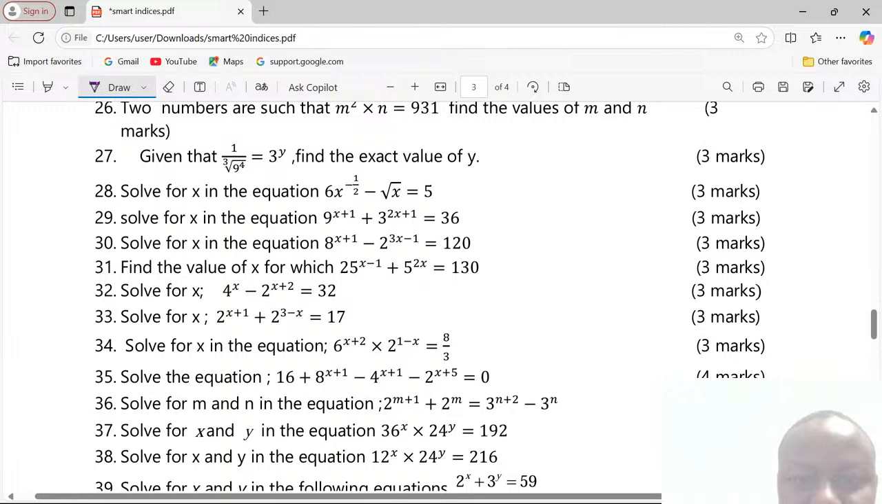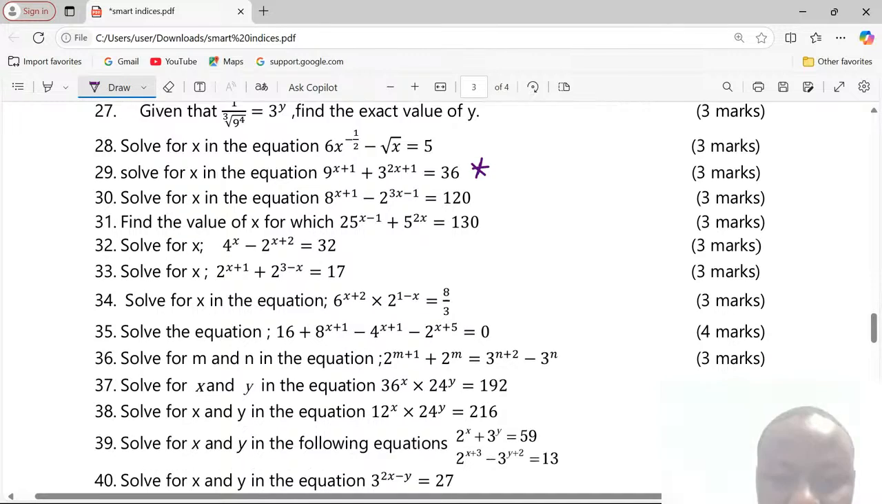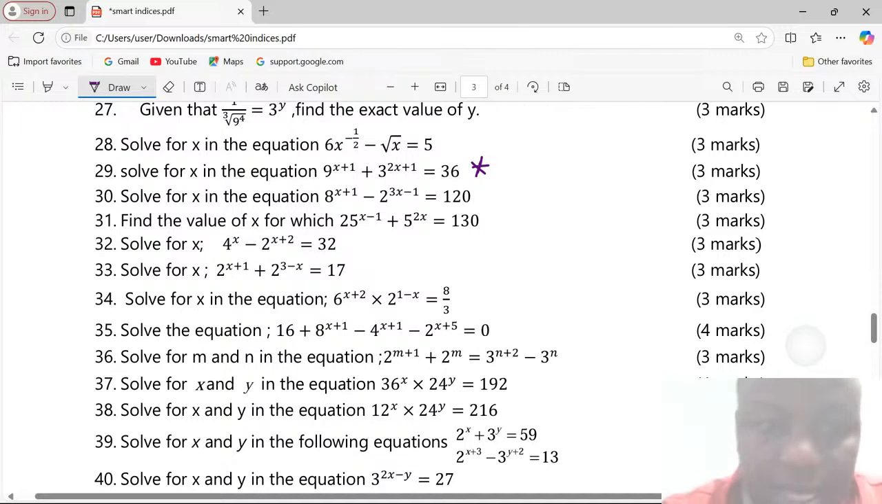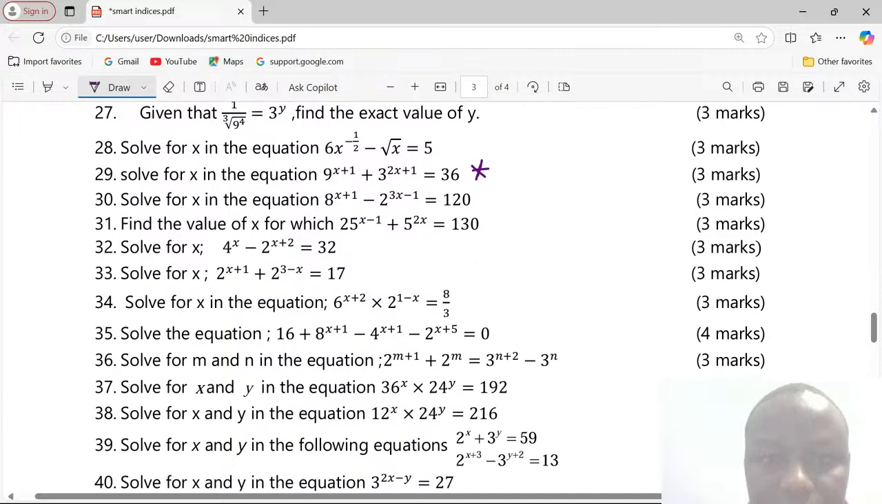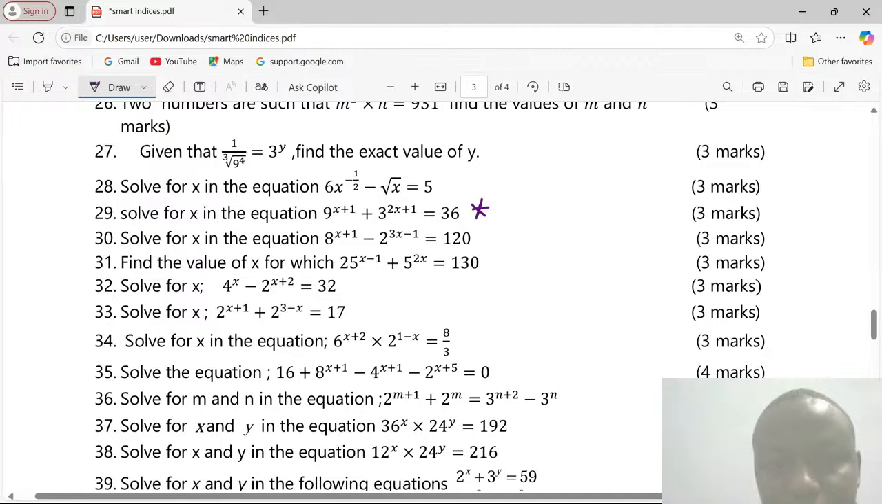Let me check at this particular type of setting. The setting in number 29, then we wind there. You will finish up with the other questions. In number 29, 9 can be put to base 3. And that will be 3 power 2x, also plus 2, because power 2, the 2 multiplies x and 1 here, plus 3 power 2x plus 1 equals to 36.